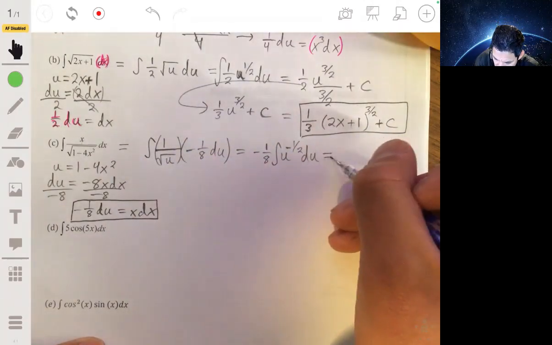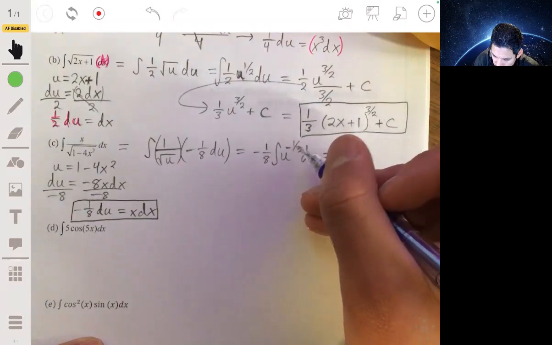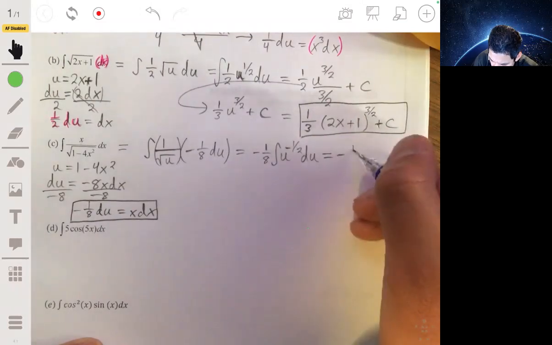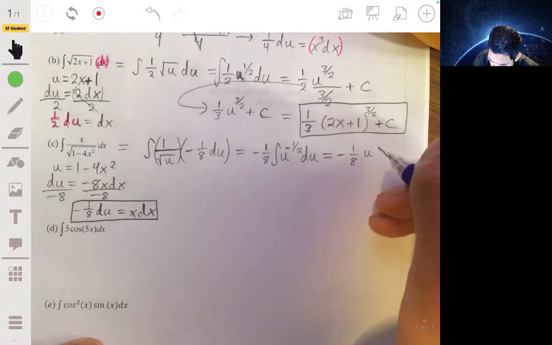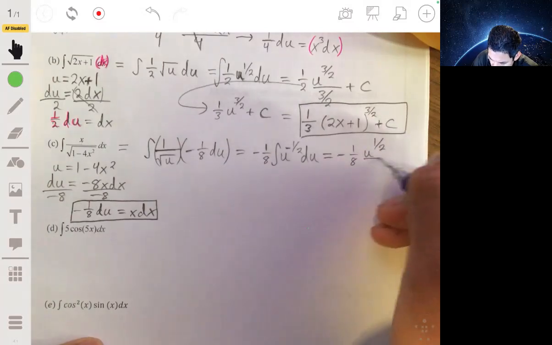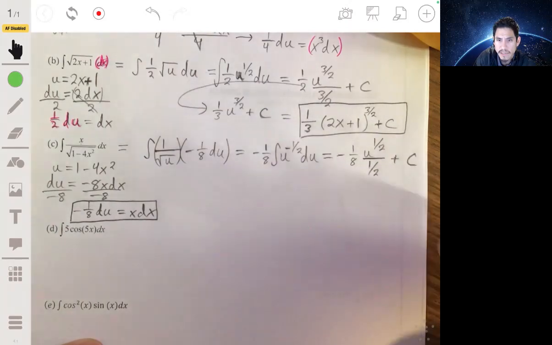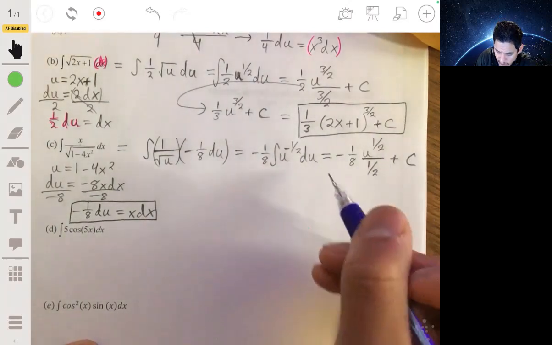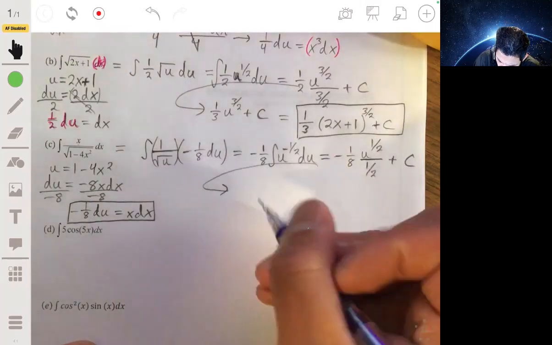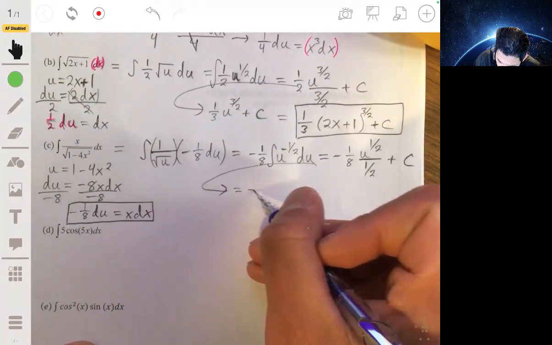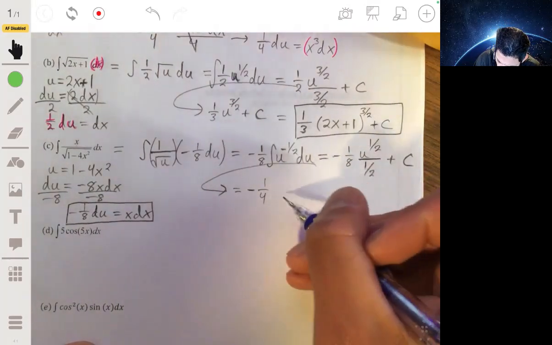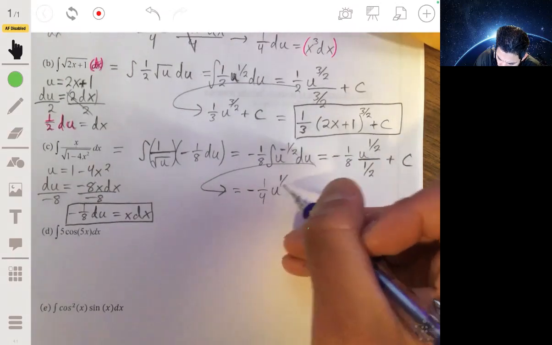Now, this is a simple integral to integrate. We just add 1 to the exponent. So you have negative 1/8 times u to the 1/2, and we're going to divide by 1/2 and add our constant. Let's simplify this next. We'll get negative 1/4 u to the 1/2 plus c.